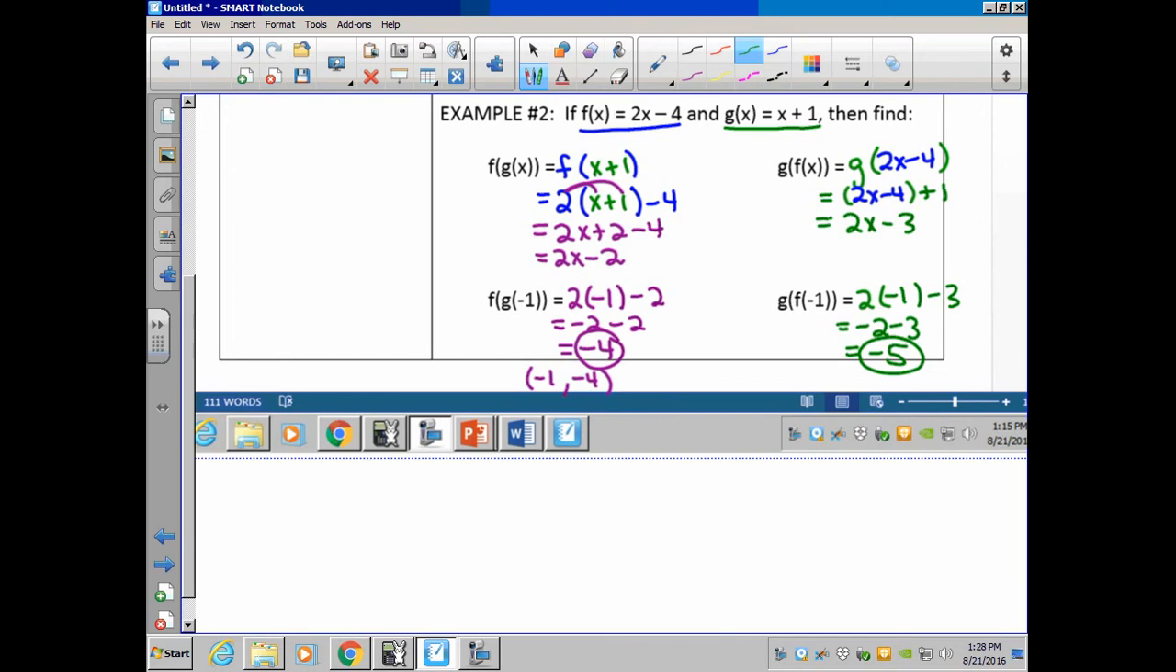And there you have it, composition. So we'll do a quick warm-up, and you will have an assignment to work on.